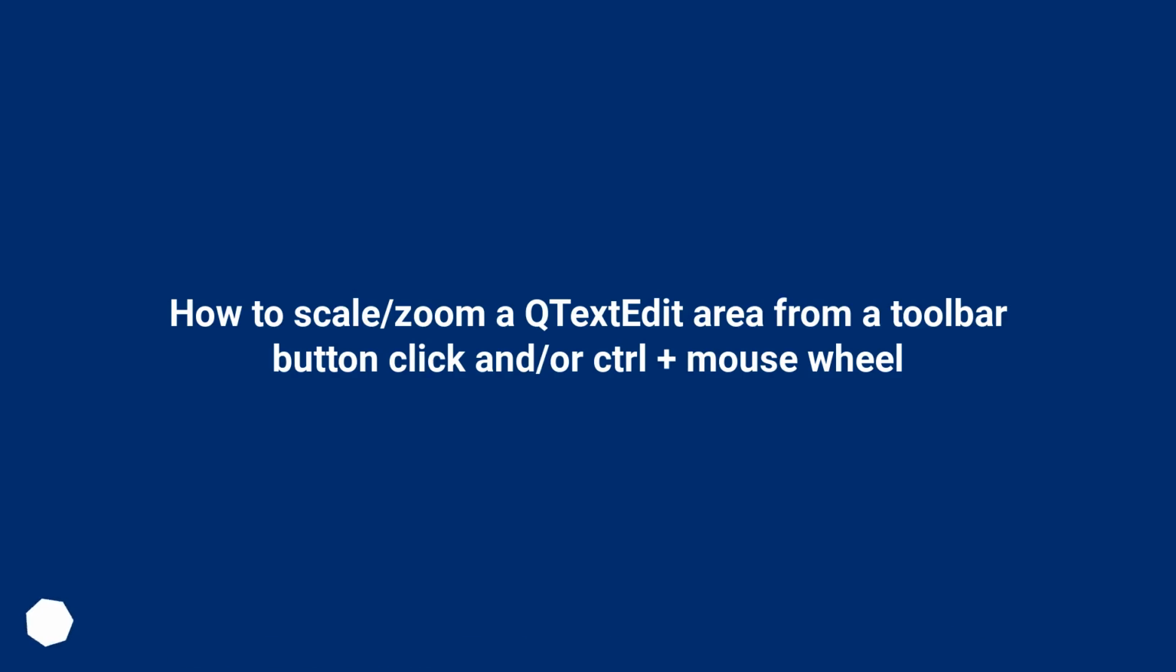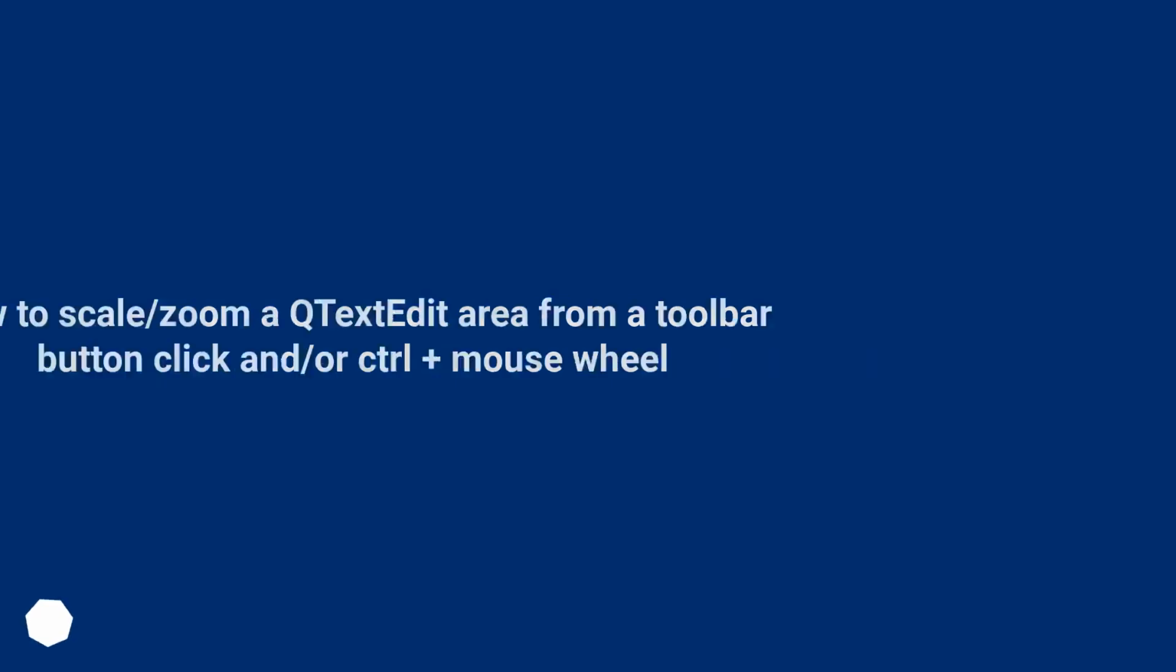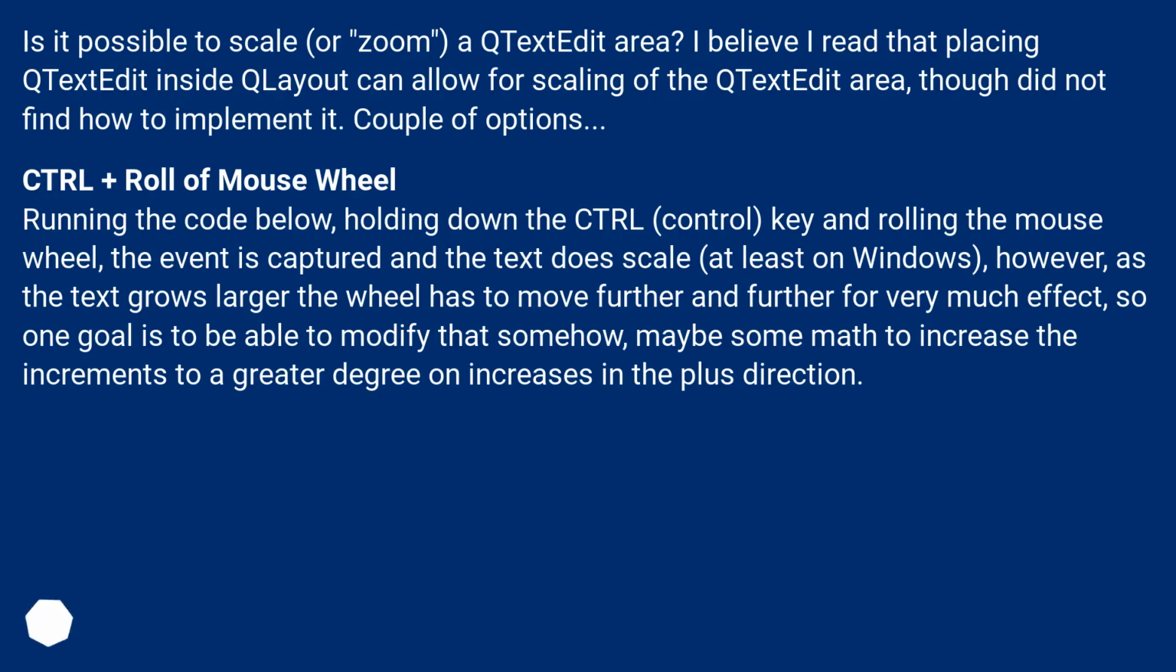How to scale/zoom a TextEdit area from a toolbar button click and/or Ctrl plus mouse wheel. Is it possible to scale or zoom a TextEdit area? I believe I read that placing TextEdit inside a layout can allow for scaling of the TextEdit area, though I did not find how to implement it.